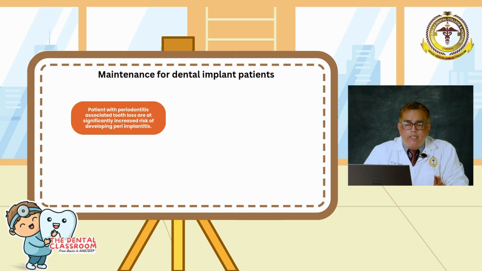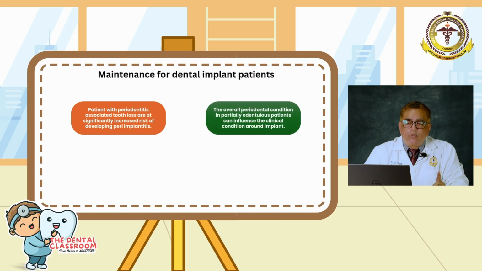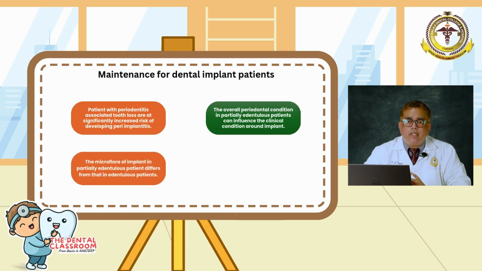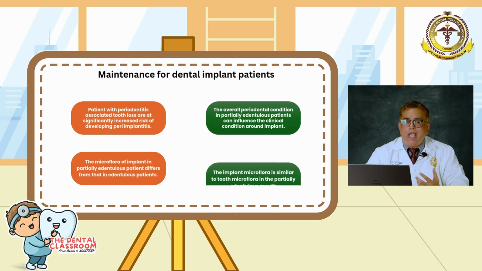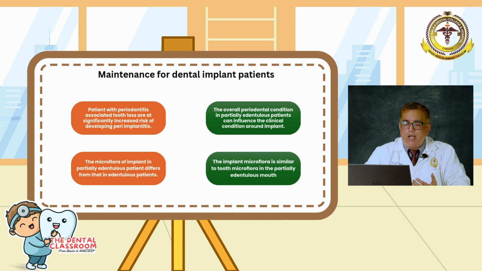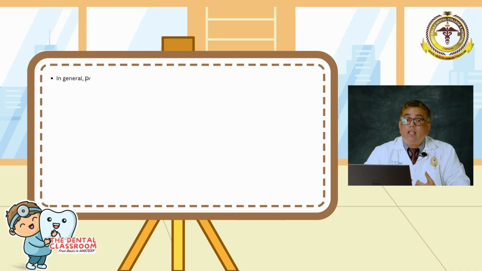Patients with periodontitis associated with tooth loss are at significantly increased risk of developing periimplantitis. The overall periodontal condition in partially edentulous patients can influence the clinical condition around the implants. The microflora of the implant in partially edentulous patients differs from that in edentulous patients. The implant microflora is similar to the tooth microflora in partially edentulous patients.